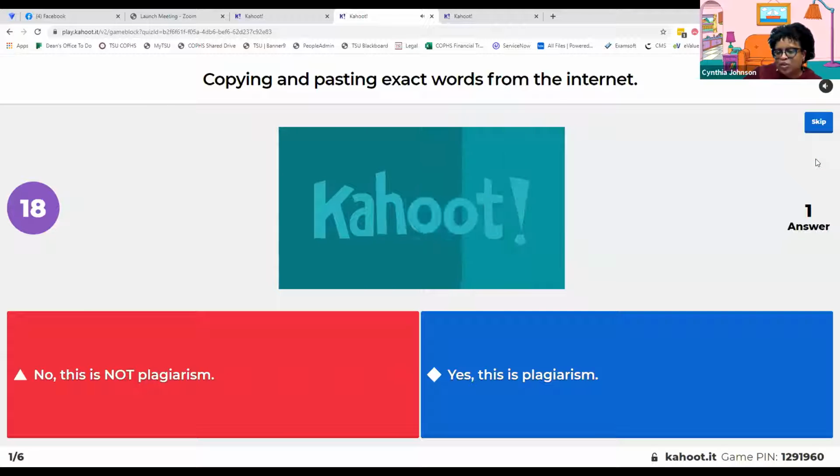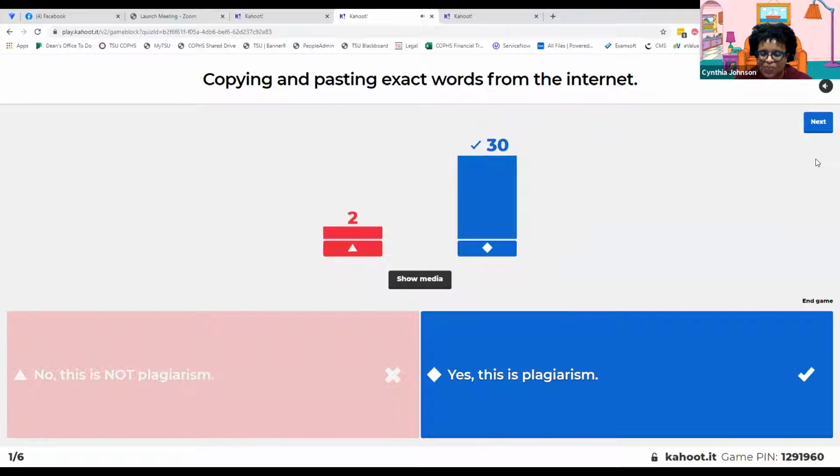Is copying and pasting exact words from the internet considered plagiarism? The internet and our ability to research and look up articles and sources, it is so very easy. And we have so much information at our fingertips, but yes, copying and pasting directly from the internet and out of our best friend, Mr. Google, is indeed plagiarism.